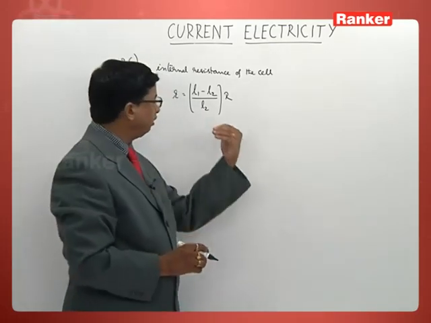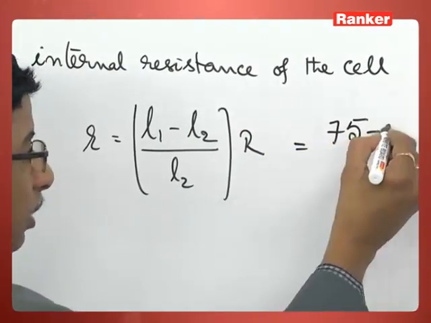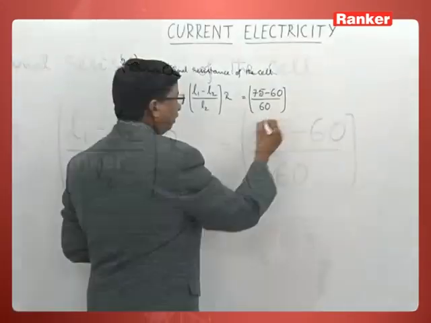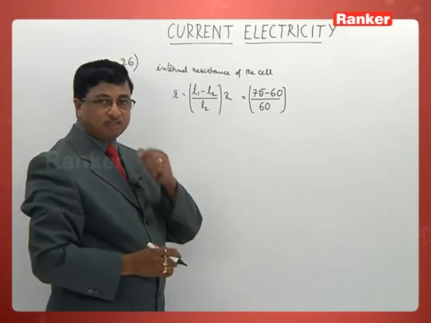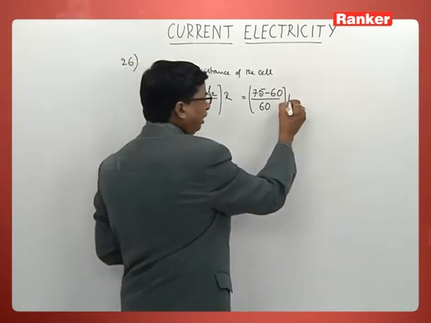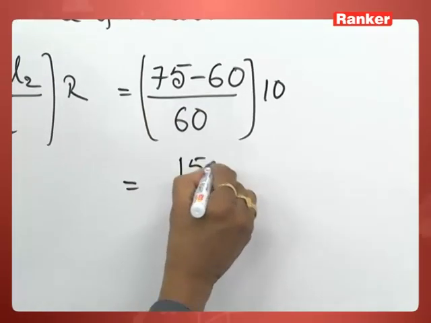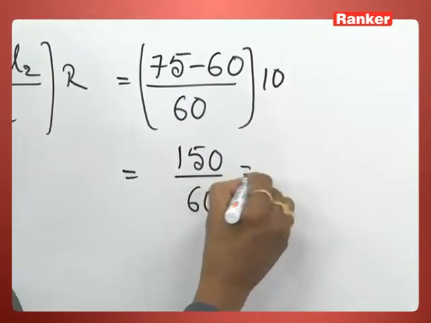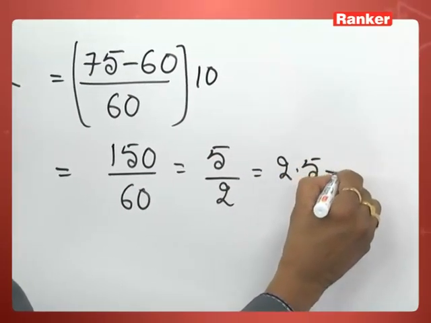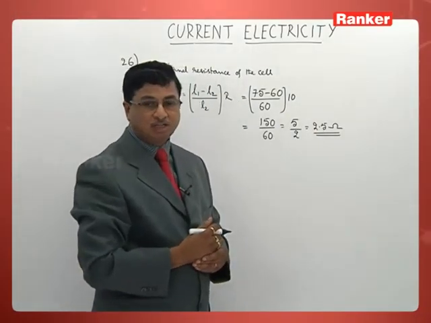So what you should understand here, look at L1, it is given 75 centimeter. L2, it is given 60 centimeter. By 60 again into the resistance connected in parallel, it's given very clearly as 10 ohm. So you can write this one as 150 by 60, which now is 5 by 2. So 2.5 ohm must now be the internal resistance of the given cell.